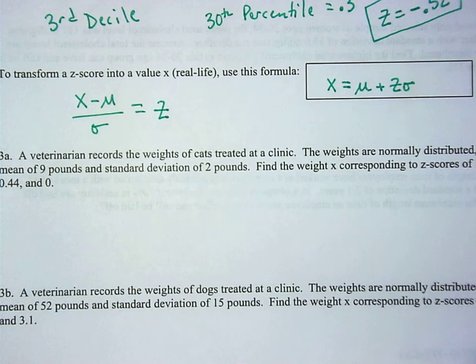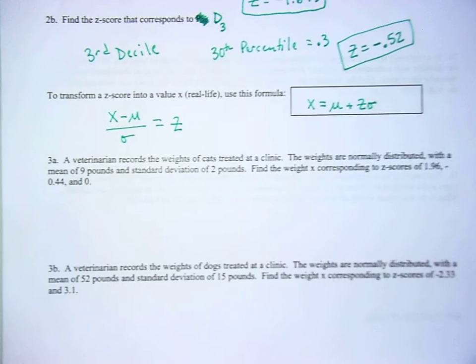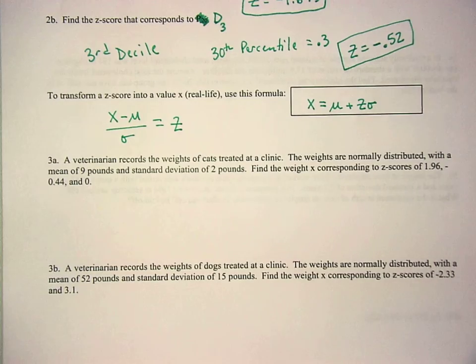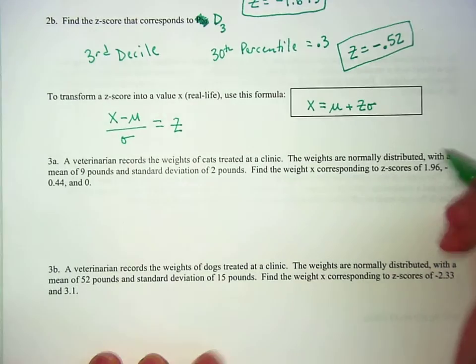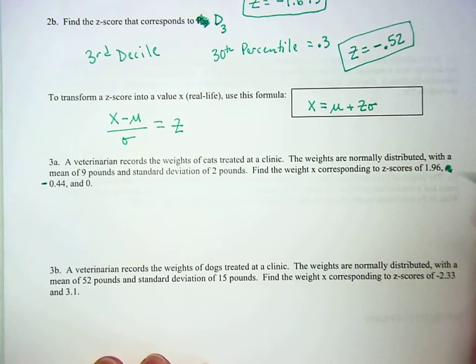Okay, so a veterinarian records the weights of cats treated at a clinic. The weights are normally distributed. That means a bell curve has a mean of 9 and a standard deviation of 2 pounds. Find the weight x corresponding to the z-scores of 1.96, negative 0.44, and 0. I'm sorry that the negative is over there instead of over there. Just how it worked in the word program I was using.